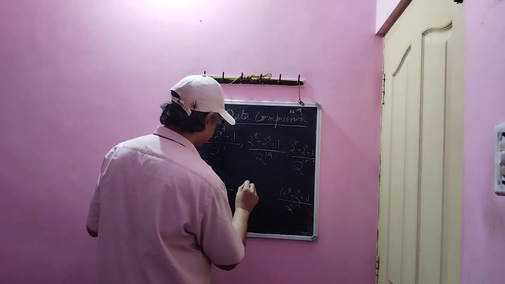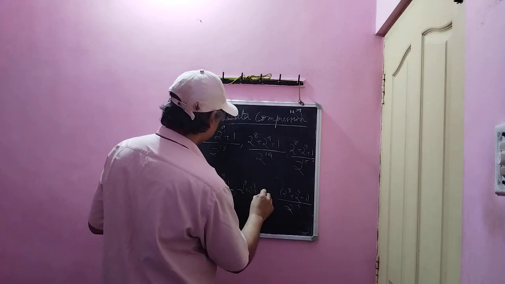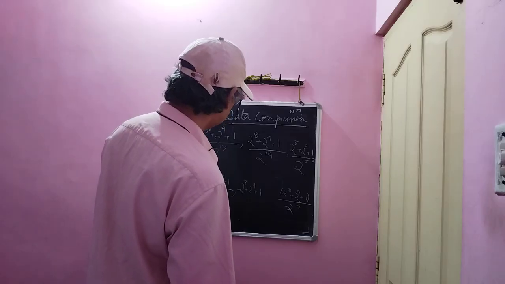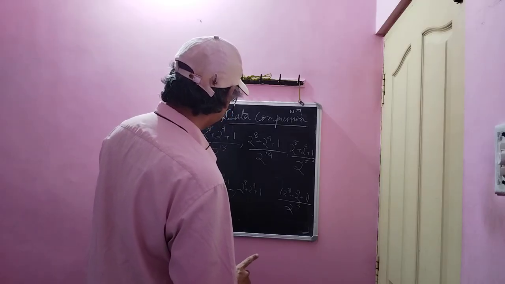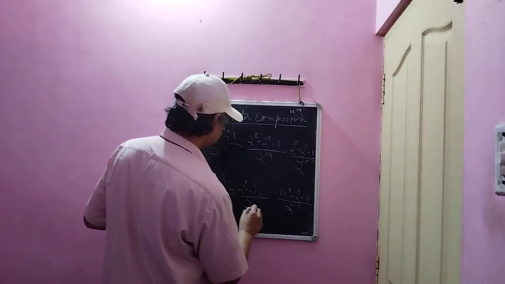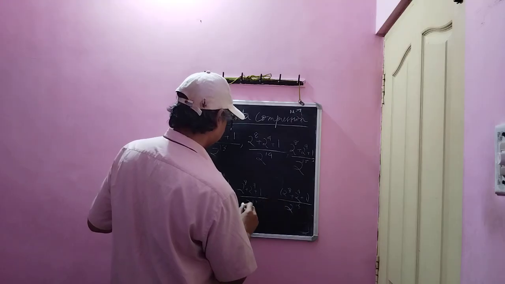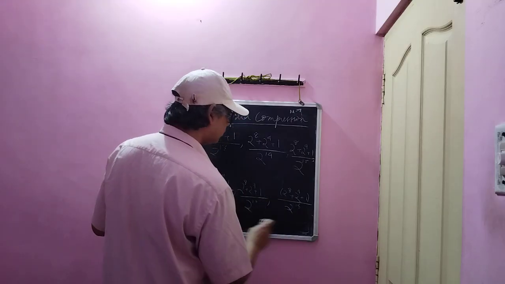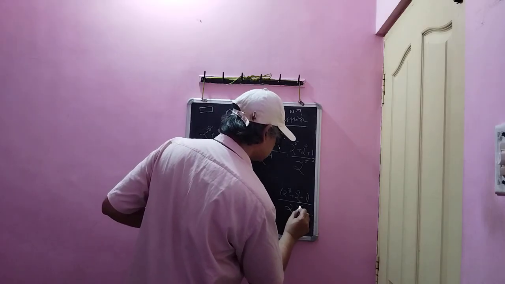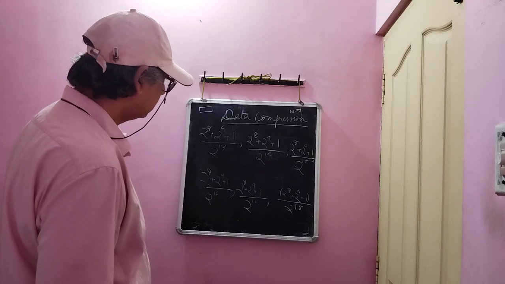Next one will be 2 power 8 plus 2 power 4 plus 1 by 2 power 17. And the last one will be 2 power 8 plus 2 power 18. So these are the 6 weights that you should assign.